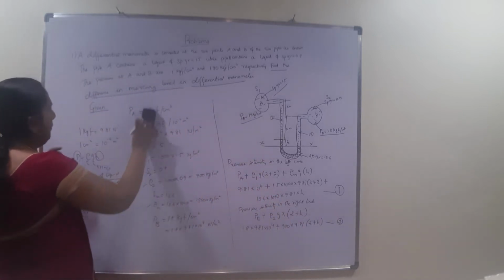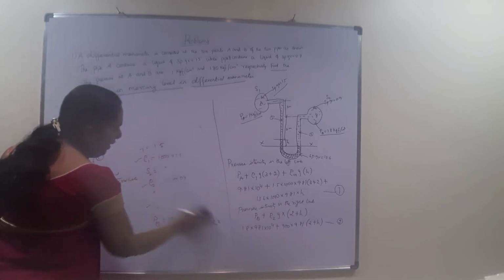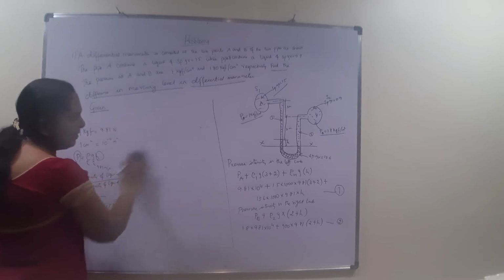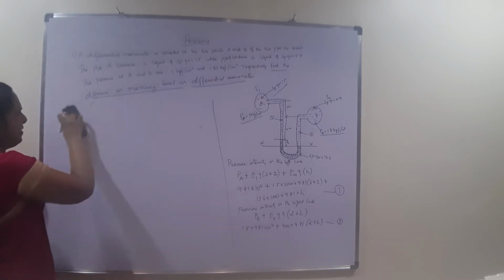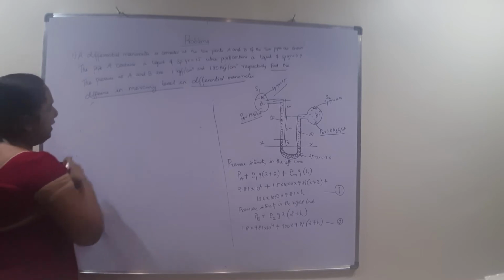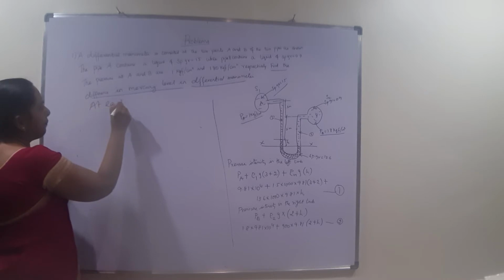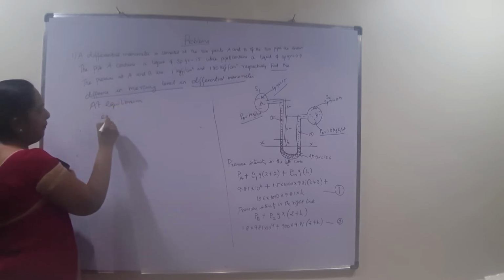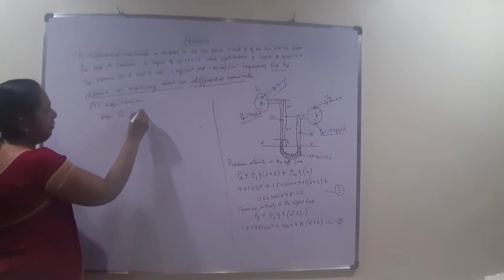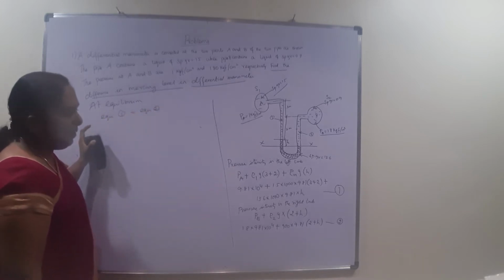At the horizontal, that is at the datum line, or at equilibrium, we know that the pressure intensity at the left limb will be equal to the pressure intensity in the right limb. So here we are giving at equilibrium. We are equating equation 1 to equation 2, that is, pressure in the left limb is equal to pressure in the right limb.